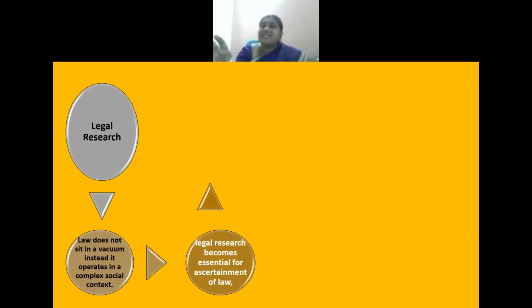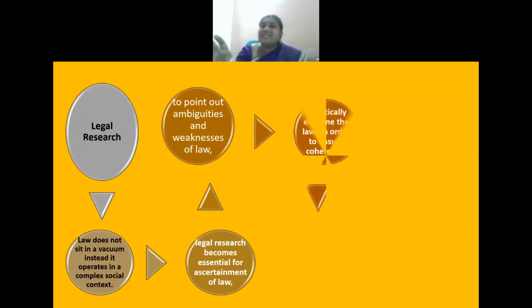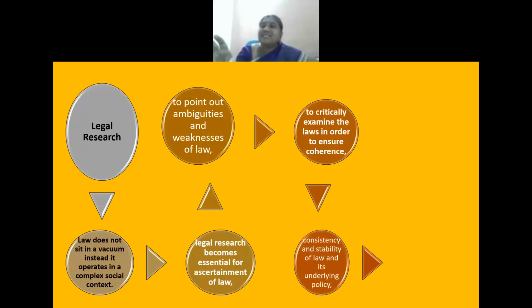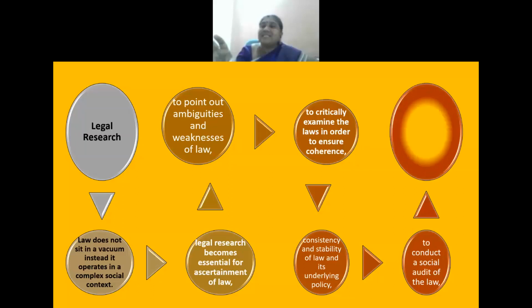So it becomes essential for ascertainment of the law, and to point out ambiguities and weaknesses of law, and to critically examine the laws in order to ensure coherence, stability, consistency, and its underlying policy, and to conduct a social audit of the law, and finally thereby you suggest reforms in the law. So this is the picture which we should have in hand, whatever research you do. Maybe even you are doing a very pure research, not socio-legal research, but still ultimately what you are going to contribute in the legal field, that must be in our mind when we do legal research.